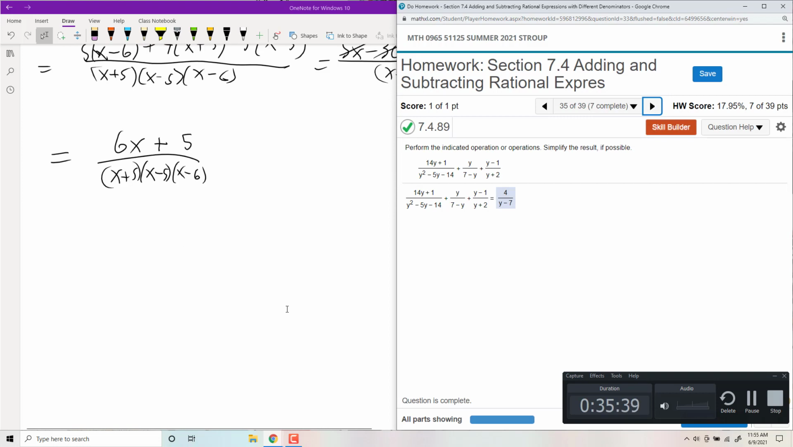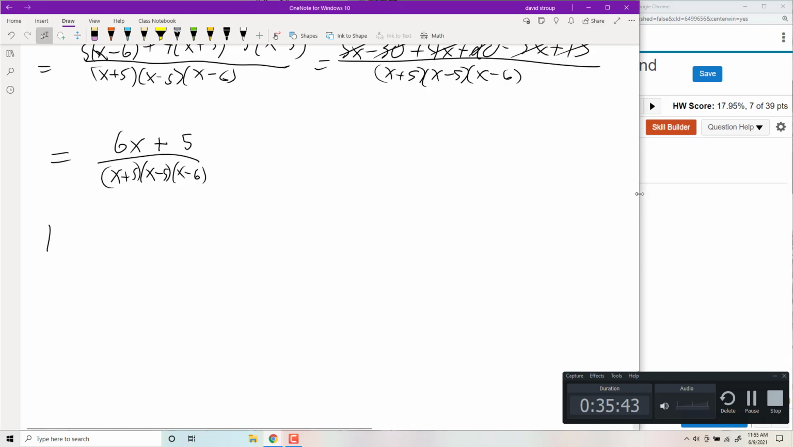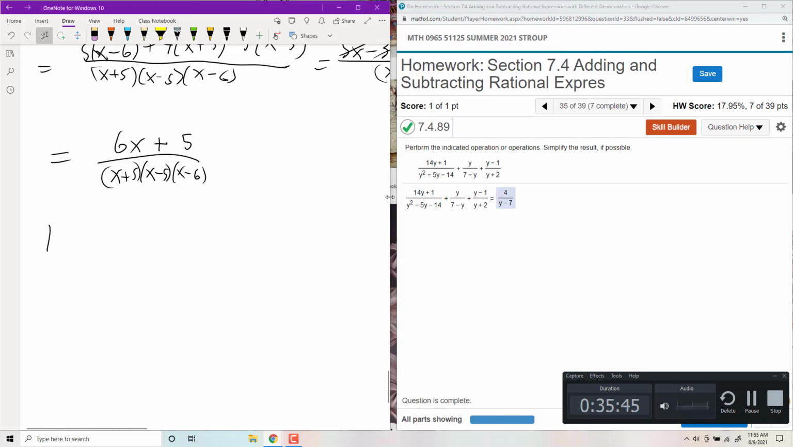Okay, this one has one of those opposite denominators, so I could already see on the second fraction you're going to have to multiply top and bottom by a negative 1 to make things work. Okay, so here I am just copying stuff down.